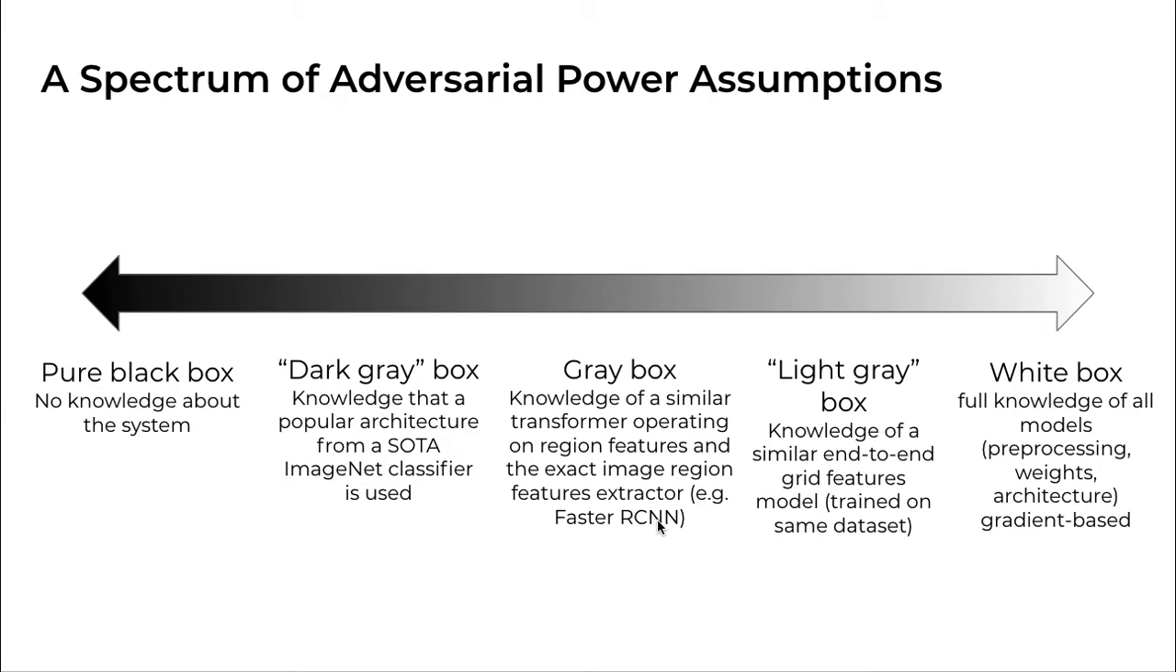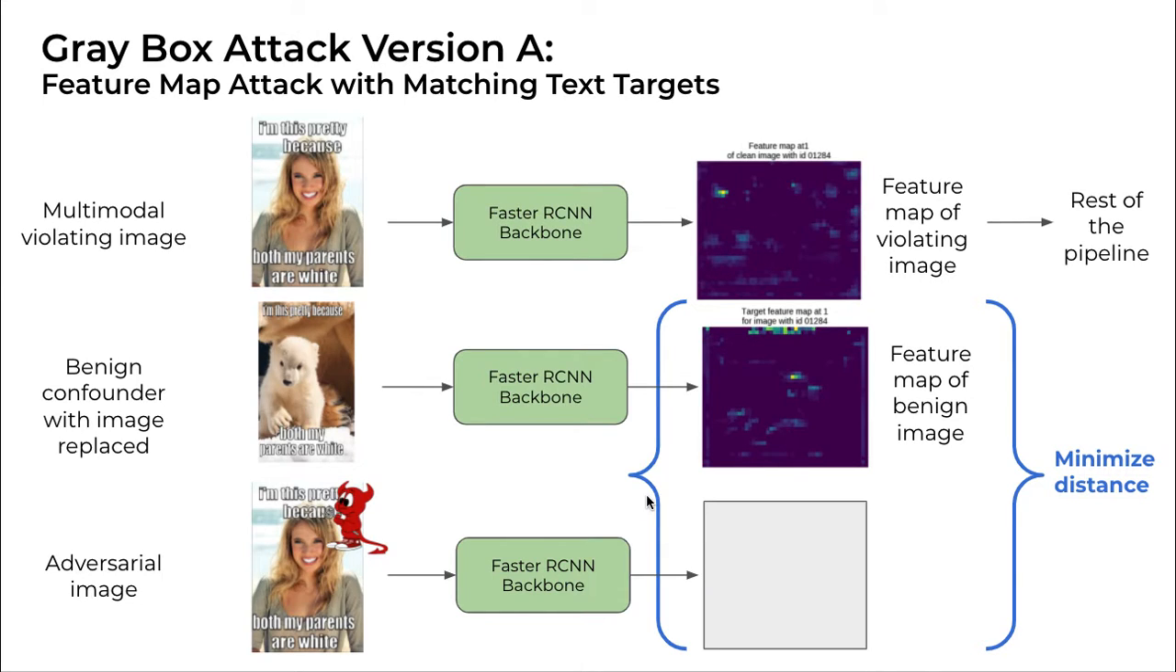Now, I promised I would talk about this gray box attack, which assumes that you have this off-the-shelf image feature extractor. And there's a very interesting attack you can do in this case, right? I mentioned that we use the Faster R-CNN backbone here that gives us these feature maps. And everything in the rest of the pipeline uses these feature maps in order to make its prediction. I also mentioned that the dataset that we're working with, just like the skunk image, has a bunch of these benign confounders where you will find a multimodal violating image, and then you will also find an image that has the same text, but the image is replaced.